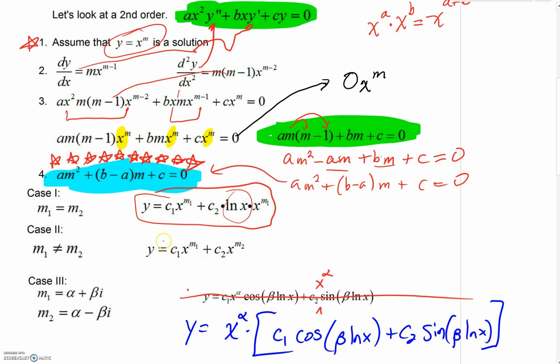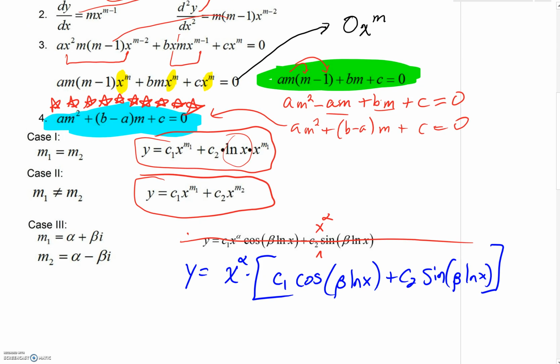If you have two different solutions, you're just going to come up with c1 x to the m1 plus c2 x to the m2. What happens when you get complex solutions? Well, you get complex solutions.